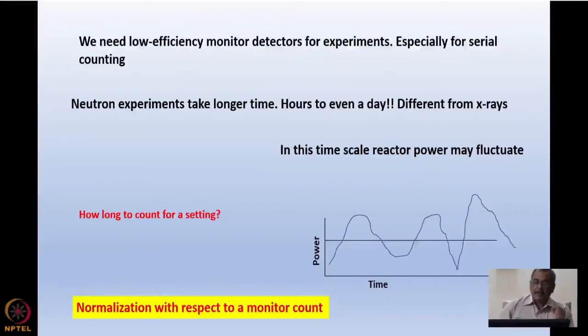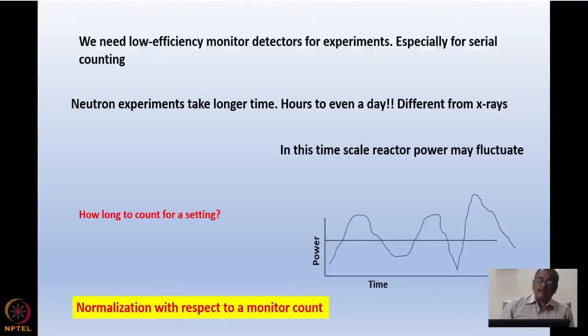Now let me get back to what I mean by monitor detector. Most of us who have done X-ray scattering might not have experienced this. The reason being, neutron experiments take longer hours. Experiments take a longer time, hours to even days, because neutron intensity is low and we need longer time to count.